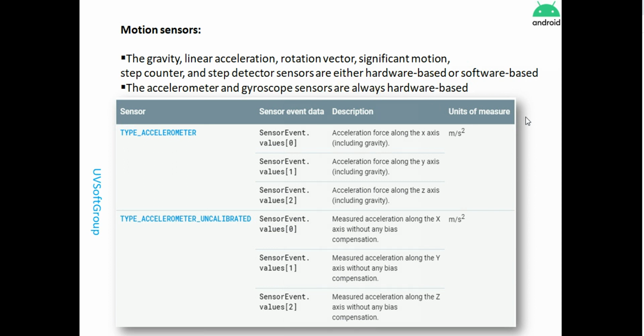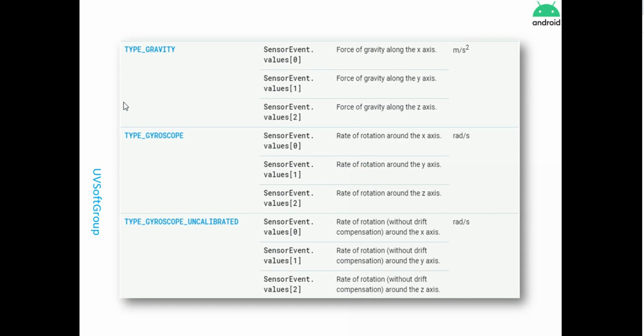That's what I forgot to explain to you. There are two types of sensors: hardware-based sensors and software-based sensors. You have to use these two types of sensors for different possibilities, functionalities, or features in your application. The accelerometer and the gyroscope are hardware-based sensors, and some sensors are software-based. So there is the gravity type, the gyroscope type, and then the unused gyroscope sensor type.